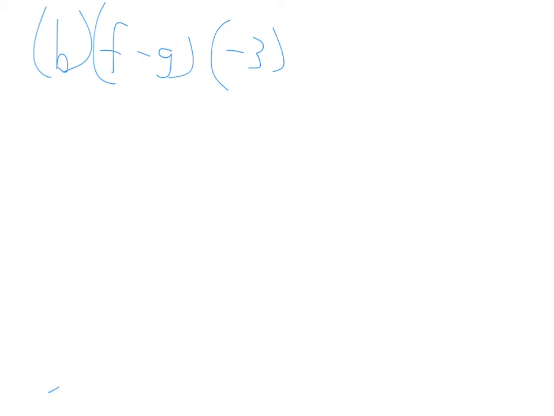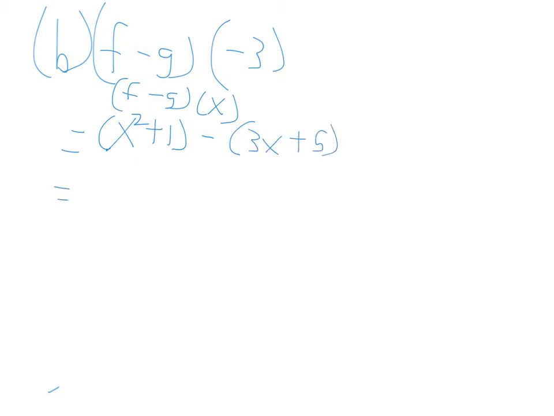For part B, it says f minus g of negative 3. You start by doing the exact same thing. You can do f minus g of x, which would be x squared plus 1 minus 3x plus 5. That would be x squared plus 1. Distribute the minus sign, so it would be minus 3x minus 5. So that would be x squared minus 3x.